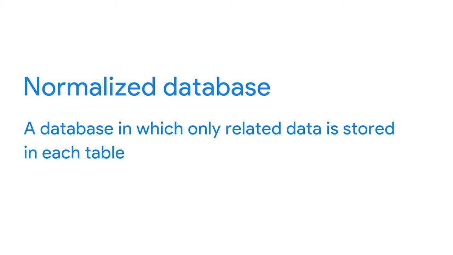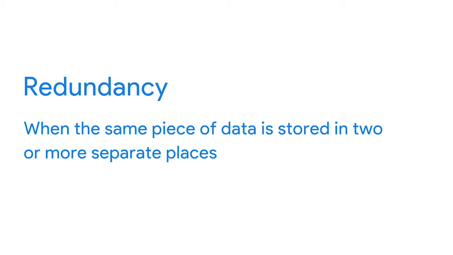First, a normalized database is a database in which only related data is stored in each table. The main idea behind database normalization is that a table should be about a specific topic and only include supporting related data. This is important because it minimizes the chances of having redundancies. A redundancy occurs when the same piece of data is stored in two or more separate places. Redundancies waste time and space in your database.